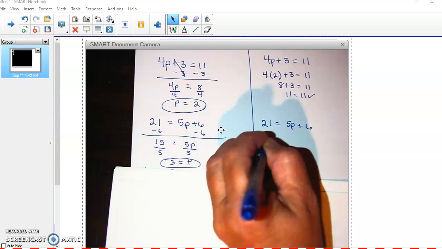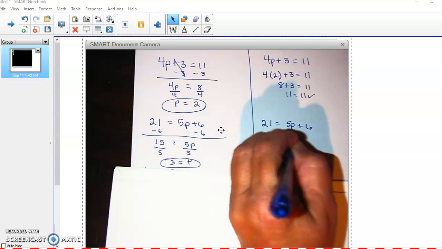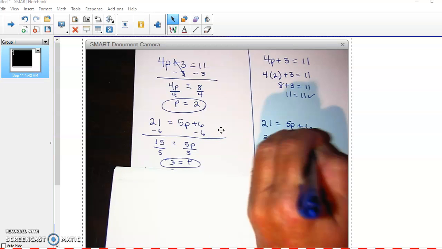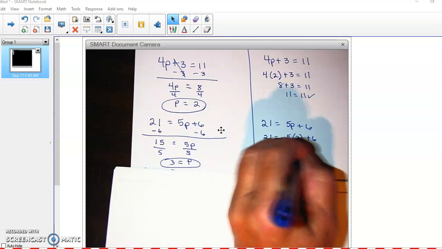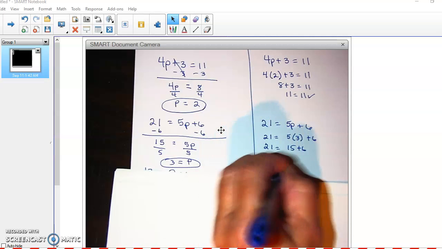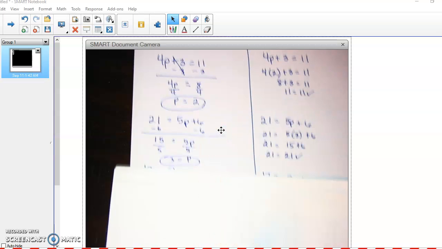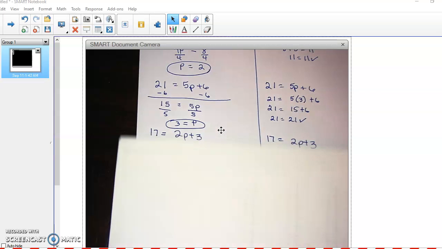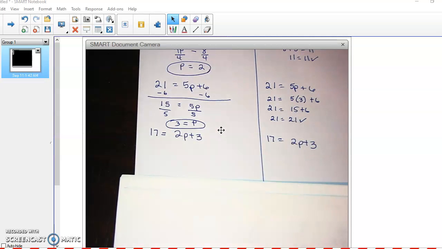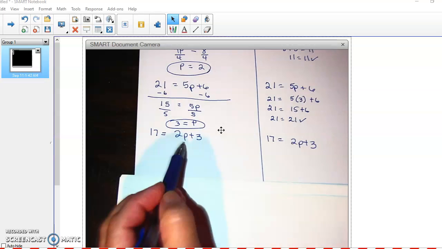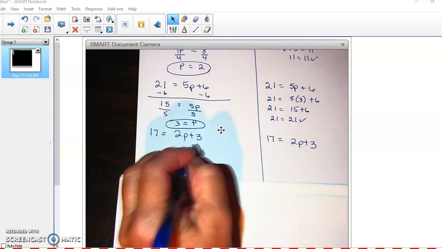We're going to go over here and check to see if that balances by substituting our 3 in. 21 equals 15 plus 6. 21 equals 21. It balances. Okay, the next problem is we want to get the p by itself, so we're going to subtract 3.